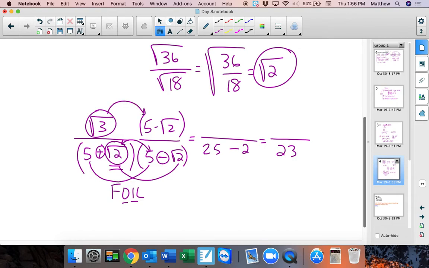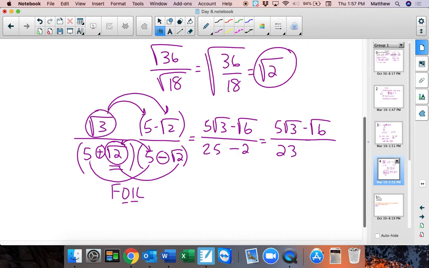And then I have to distribute up here. Root 3 times this, root 3 times that. Root 3 times 5 equals 5 root 3. Root 3 times root 2 is root 6. So my final answer is 5 root 3 minus root 6 in my numerator and 23 in my denominator.